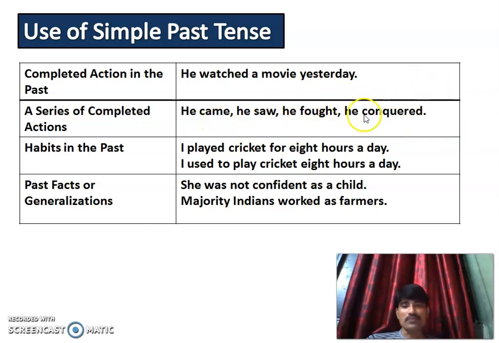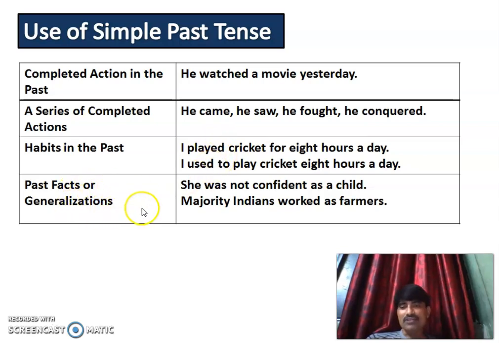Action is over. Habits in the past, like I played cricket for 8 hours a day, and it is a fact. When I was a youngster, at that time I used to play cricket 8 hours. So used to play and simple past, the meaning is the same.